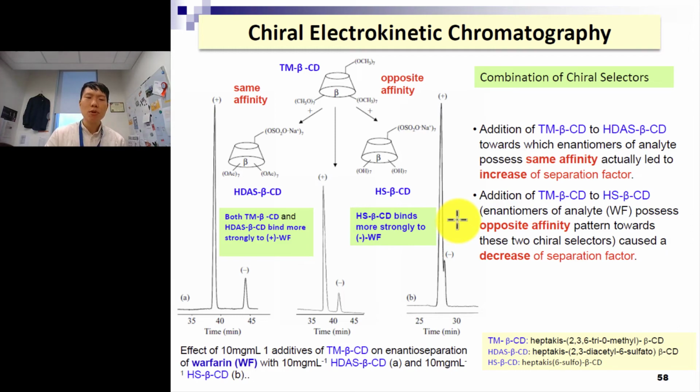So the key idea from this slide is that it's not saying you can add any cyclodextrin and it will always increase the resolution. You have to add the right kind and amount of a CD here, and to do so you have to test it out and do experiments like this. Then you can see, okay, if I add another secondary chiral selector, then I have a better resolution.